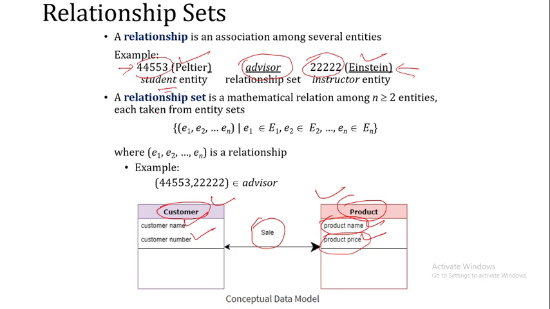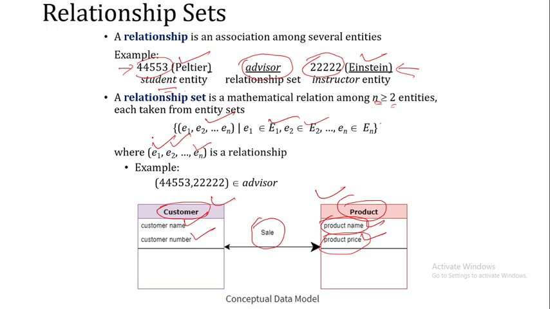Mathematically, we can represent that a relationship is a mathematical relation among n entities, and n should be at least 2. To create an association we need a minimum of 2 entities, taken from the entity sets. This represents an entity set, this is what defines your relationship, and E1 and E2 are your entities. This is how we represent a relationship among different entities in your database.